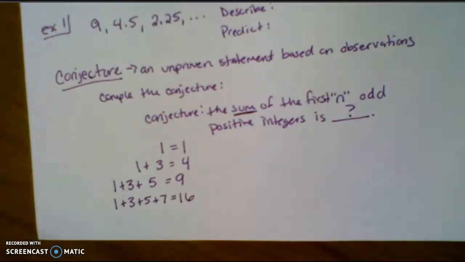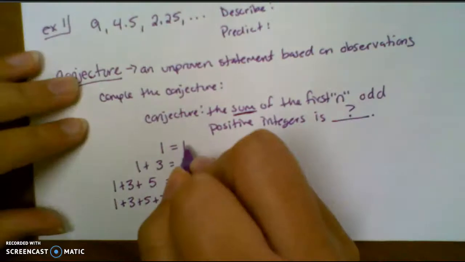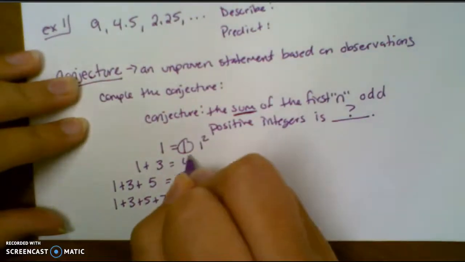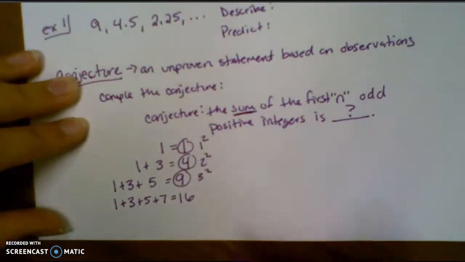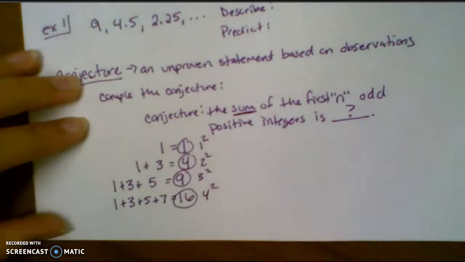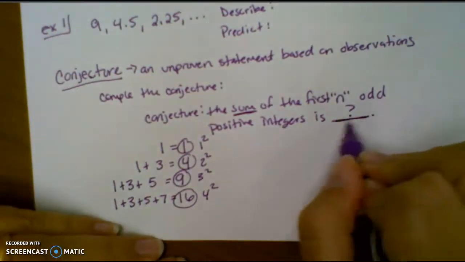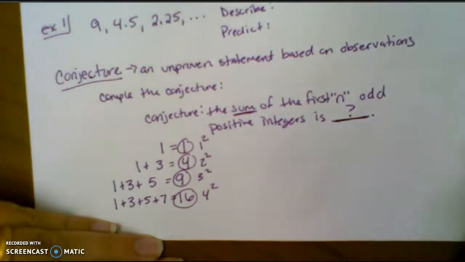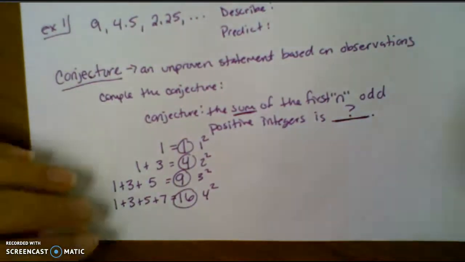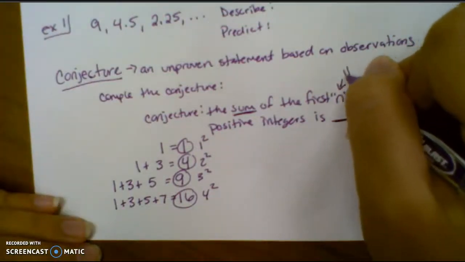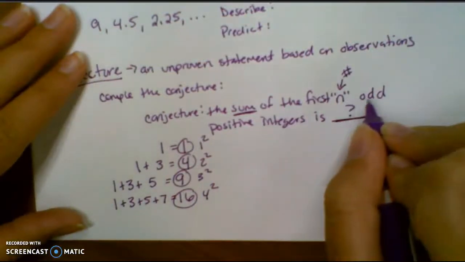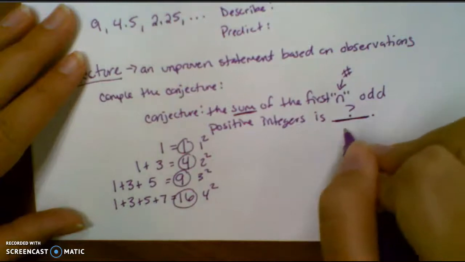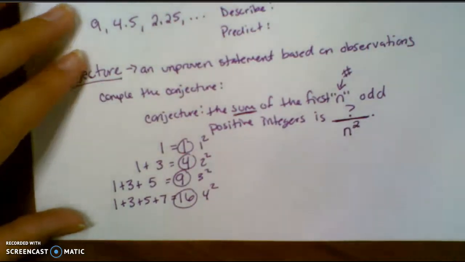So what do I notice about these numbers? The first thing that pops out in my mind is they're all perfect squares. 1 is 1 squared. 4 is 2 squared. 9 is 3 squared. 16 is 4 squared. But I don't want a number to be in the end of the conjecture, because I want this to be a rule for all of the examples. So this n represents the number. So for this question mark, we're going to fill in this statement with: the sum of the first n odd positive integers is n squared. And that's going to complete our conjecture.